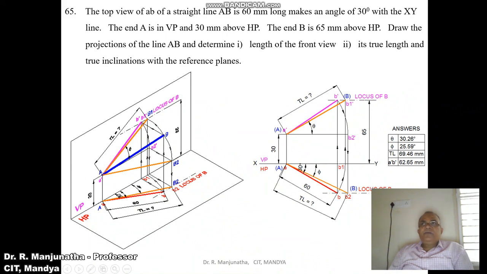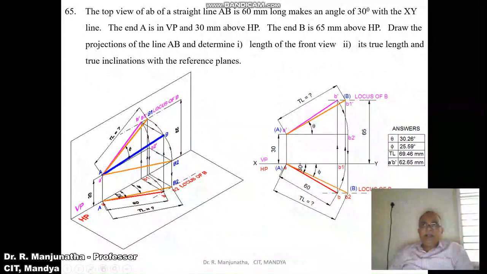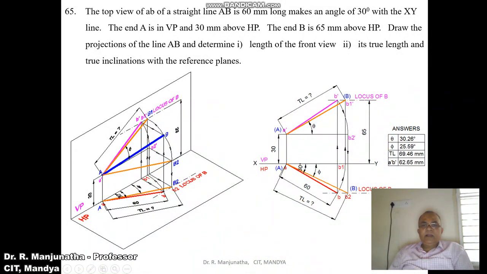Now first we will find out the true length in the vertical plane. To find the true length in the vertical plane, using the compass with A as center, taking the radius of AB that is equal to 60 mm, draw a smooth arc such that A is on the vertical plane and B1 should also be on the vertical plane. That is, A is on the XY line, B1 should also be on the XY line. So draw an arc till the XY line and you mark that point as B1.